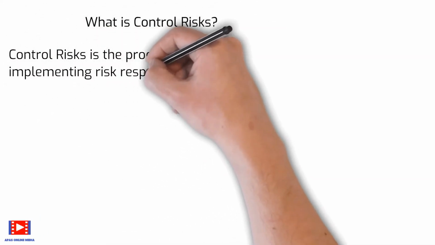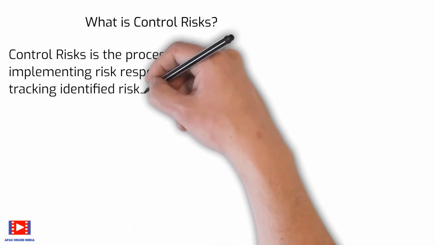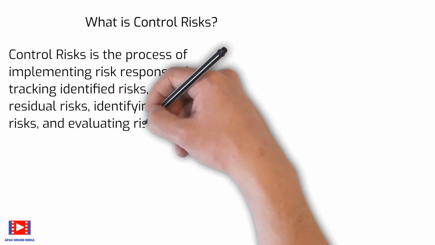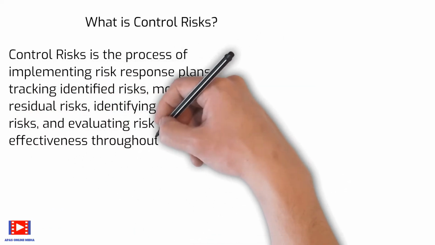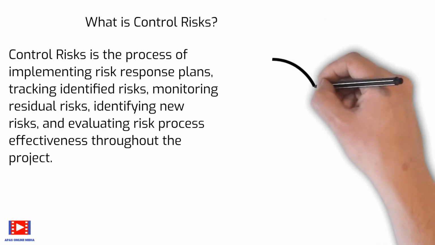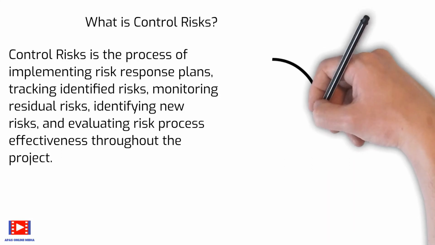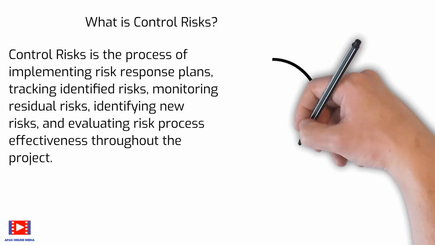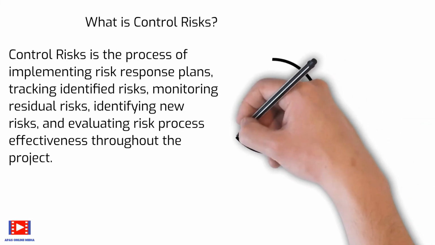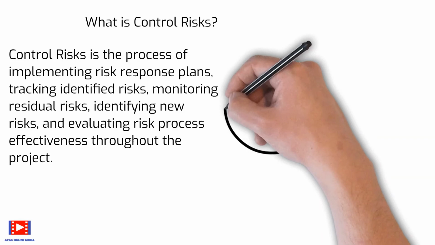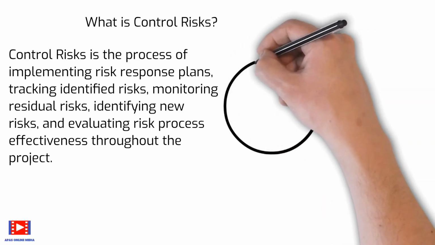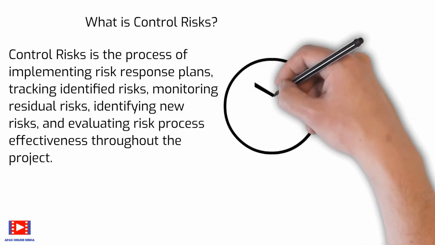What is control risks? Control risks is the process of implementing risk response plans, tracking identified risks, monitoring residual risks, identifying new risks, and evaluating risk process effectiveness throughout the project. The key benefit of this process is that it improves efficiency of the risk approach throughout the project lifecycle to continuously optimize risk responses.